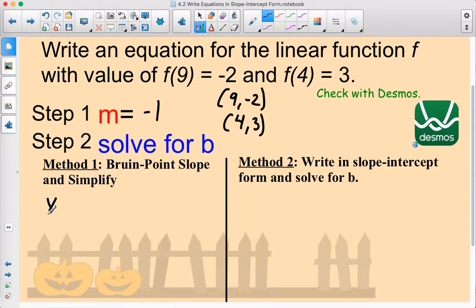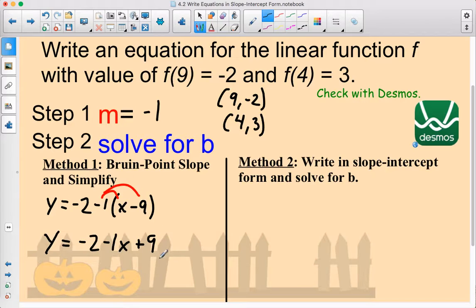So I would say y is negative 2 to start. My slope is negative 1, so I go down 1 over 1 for every x past 9. Now I simplify. Distribute my negative 1. I end up with y equals negative 2 minus 1x, or you could just put minus x. Negative 1 times a negative 9 is a plus 9. Combine my like terms of 9 and negative 2 and I get a 7, so I'd say y equals negative x plus 7. And I'm done.